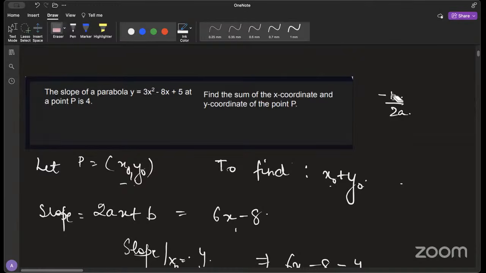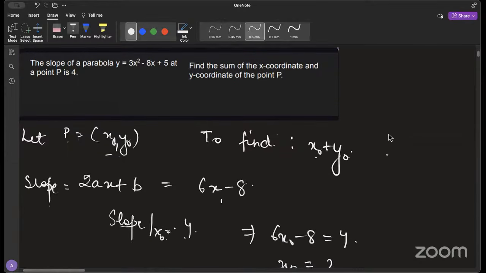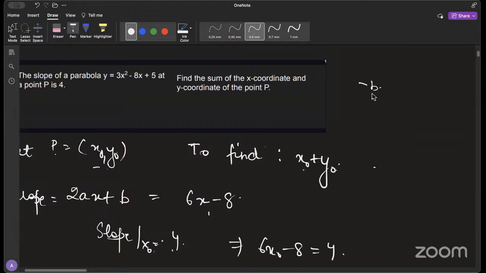I don't see how you can use minus b by 2a here, because that gives you the x coordinate of the vertex, right? Whereas you have to find the x coordinate and y coordinate of this point P, where your slope is 4. So how are you planning to use minus b by 2a? Okay, so we can't do this by using this one. If you have something in mind, then maybe we can try. No, ma'am.